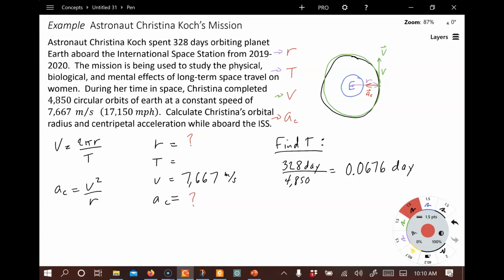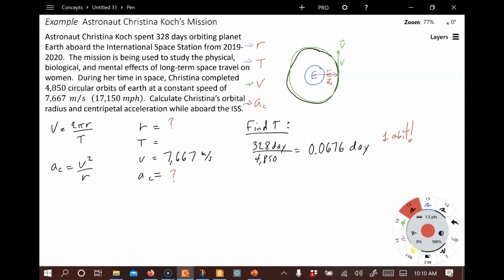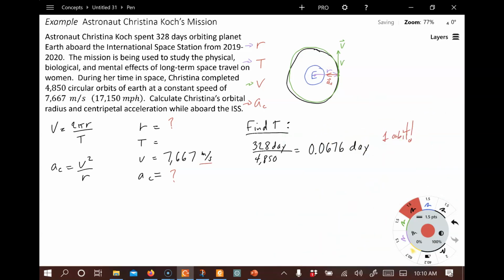That's pretty amazing. You can see how fast you're going around the Earth in the International Space Station. It's a very small fraction of a day to go all the way around the entire Earth, of course, because you're going at a high speed. Now, to be consistent with our units, we've got seconds here, so we need to convert this into seconds. Let's do a unit conversion.